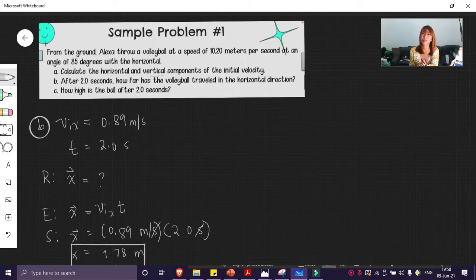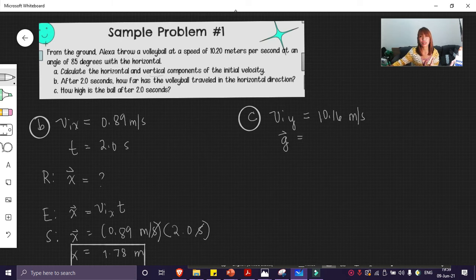1.78 meters for letter B. Okay? And then, for letter C, kay letter C na tayo, how high is the ball after 2 seconds? Ito naman, gaano daw kataas si ball after 2 seconds nung nakapag-travel siya ng 1.78 meters. So, since height or yung distance from the ground yung hinahanap natin in this problem, we will be using VIY. So that will be 10.16 meters per second. And of course, the acceleration due to gravity, which is negative 9.8 meters per second squared.